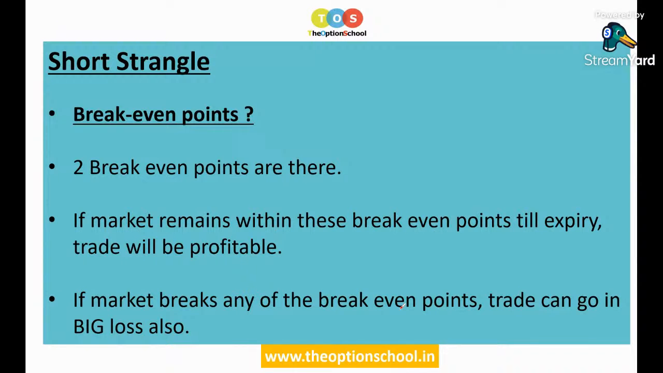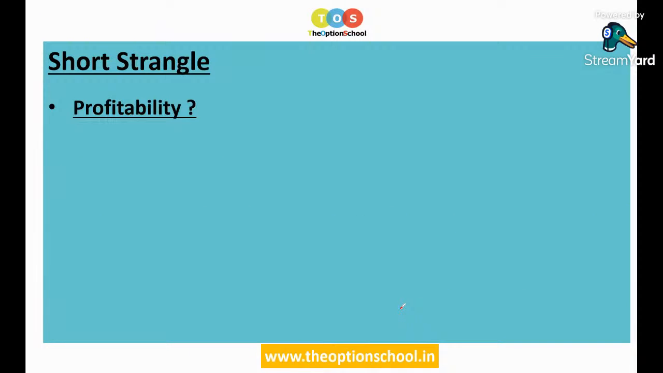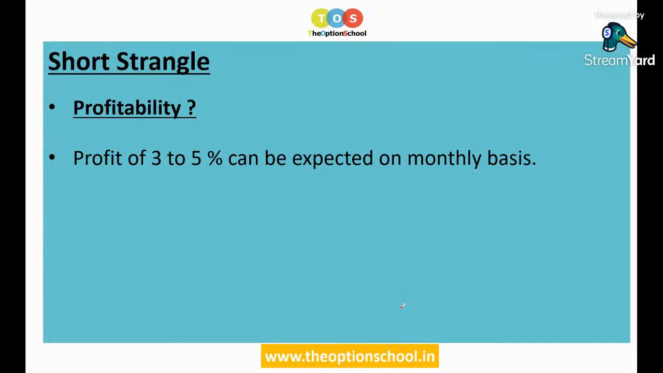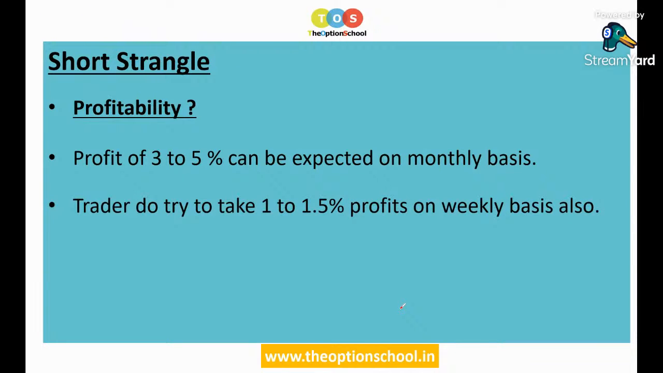Remember, this is an unlimited loss strategy, so you should be very, very cautious about when to take the trade and when to book the profit. And what kind of profits are expected? Again, a profit of 3 to 5% can be expected on a monthly basis. Many traders say that they do not want to do monthly trades in short strangle. They want to do weekly trades. So they try to make something like 1 to 1.5% profit on a weekly basis also.